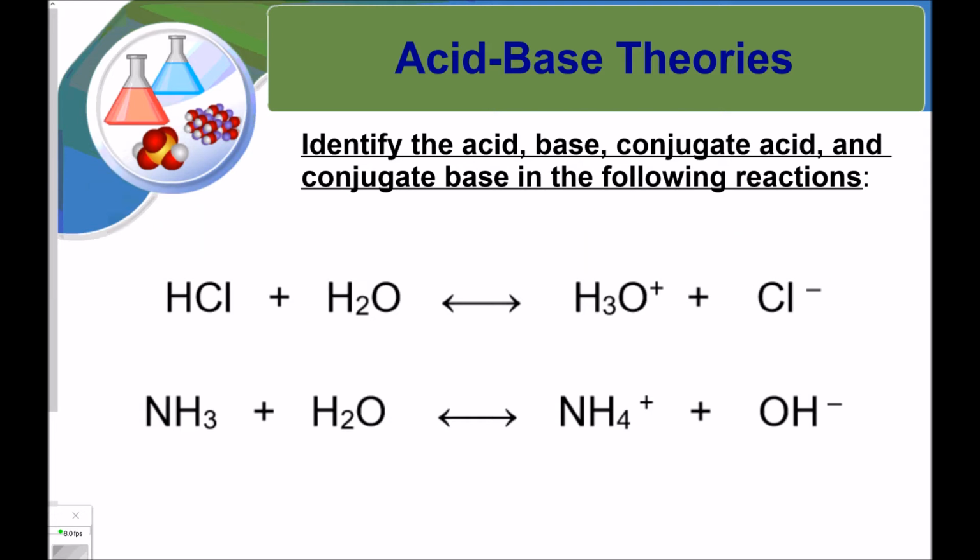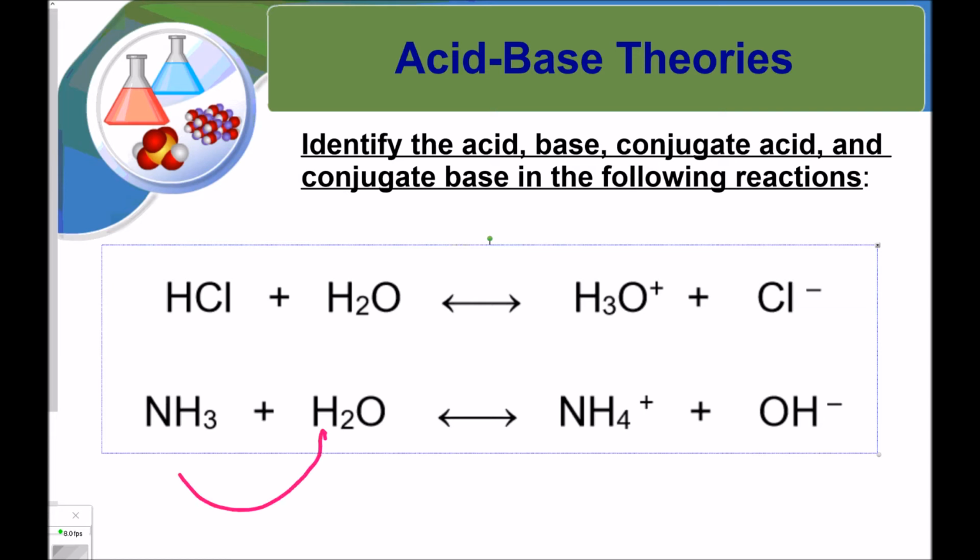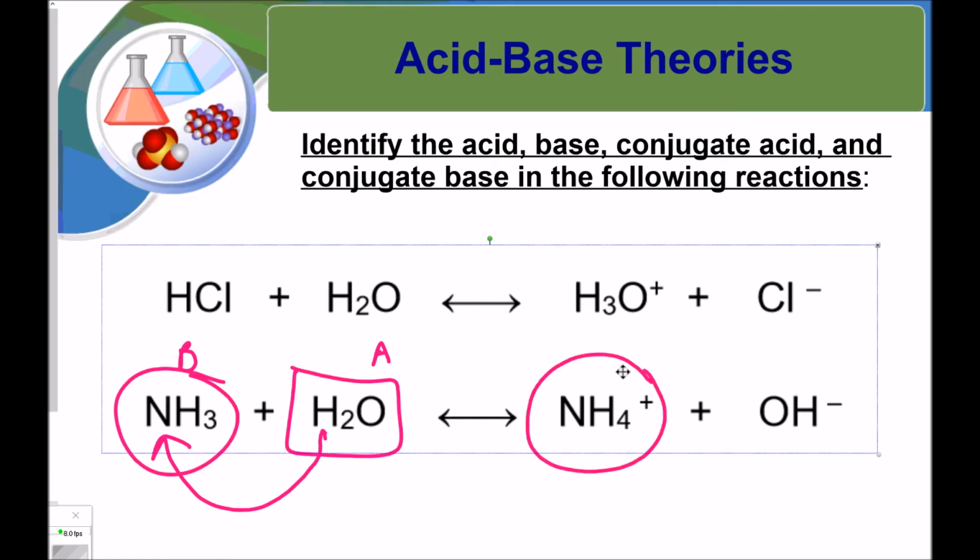Okay, welcome back. I hope you were able to figure this out. If we look at the bottom example, water this time is our donor, and it is donating hydrogen to ammonia. So water is acting as an acid, and ammonia is acting as a base. On our product side, the one that looks like the base but has an extra hydrogen is our conjugate acid. The one that looks like our acid but has fewer protons, or fewer hydrogens, is our conjugate base.